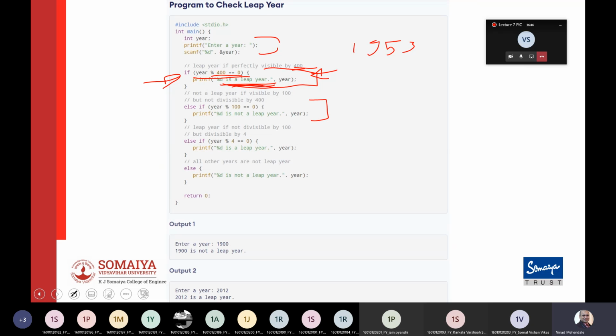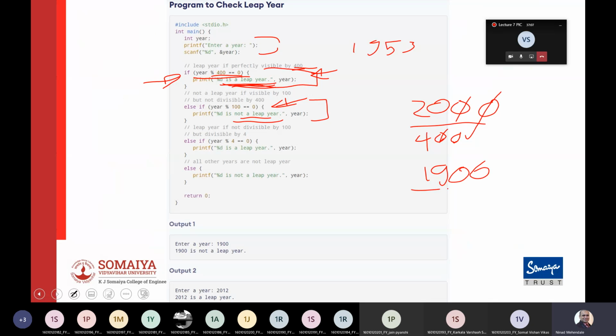But if it is not divisible by 400, but it is divisible by 100, then it's a non-leap year. So in case of 2000, yes, it was divisible by 100 as well as it was divisible by 400. So that's why it was a leap year. Maybe you will never see this, like 1900, is it divisible by 400? We have to check, but it is definitely divisible by 100. And maybe this particular number, 1900 is not divisible by 400, so it will fall under this particular category.